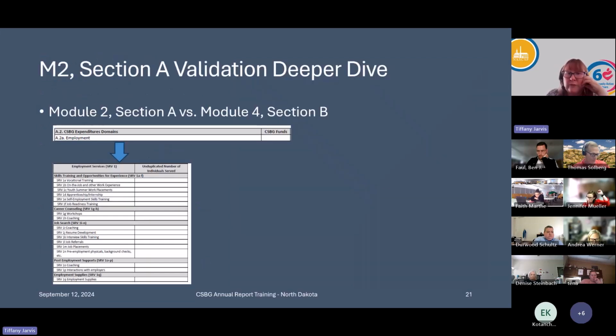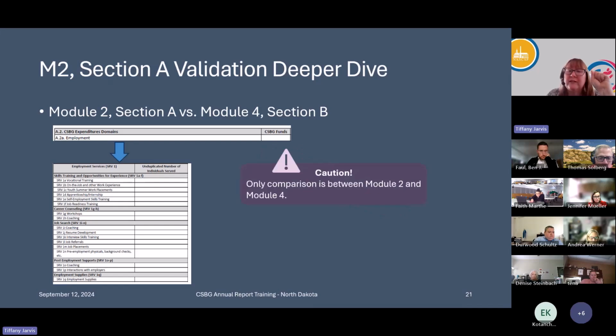So a little deeper dive. We talked a little bit about that, and I'm not going to go into it because Elena really covered that really well. But here's just a visual example of those two. I do want to comment about the arrow, because this is very important. You need to pay attention to the arrow, but also this one saying that we're only looking at the national level comparison between Module 2 and Module 4.